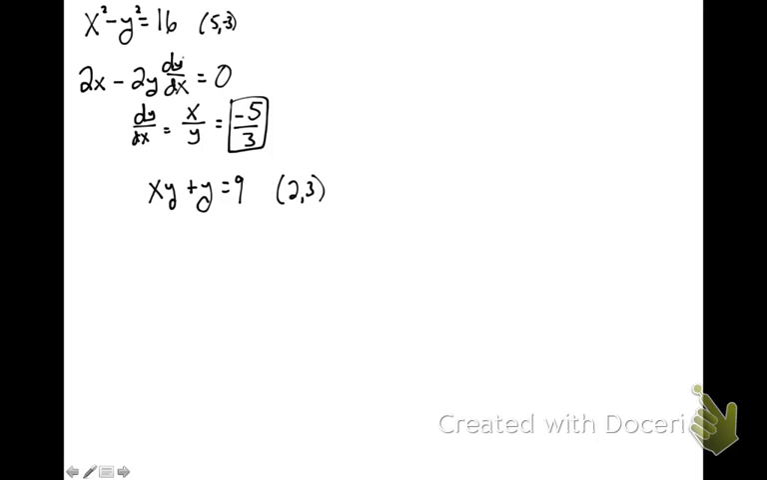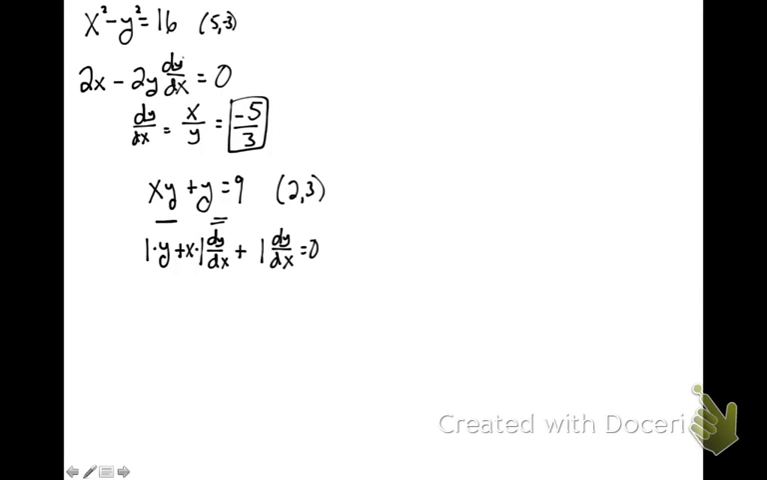When I take the derivative of x times y, I'll need to use the product rule. So it'll be 1, the derivative of x, times y, plus the derivative of y, which is 1 dy/dx, and that needs to be multiplied by x. So I've just used the product rule on xy. Now I can take the derivative of y. And when I take the derivative of y, that'll be 1 dy/dx, and that equals 0.